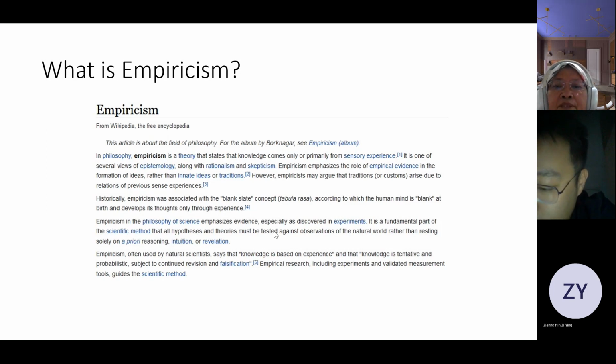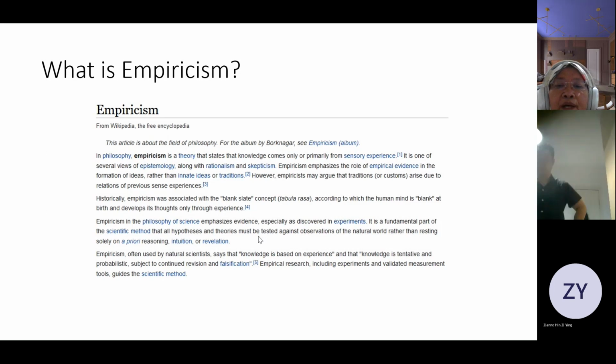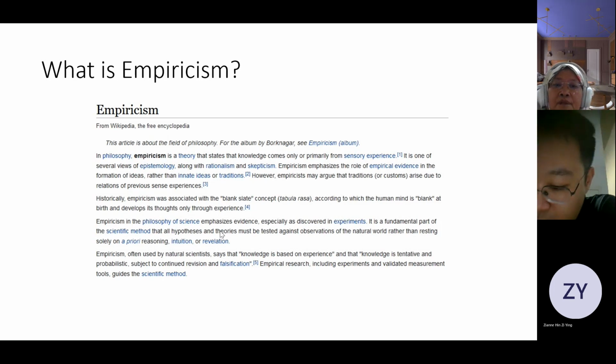So empiricism in science means that you collect data by doing an experiment. And then before you do the experiment, you have theories that you utilize. And with those theories come hypotheses. And then you test the hypotheses based on the data in the experiment. Okay.